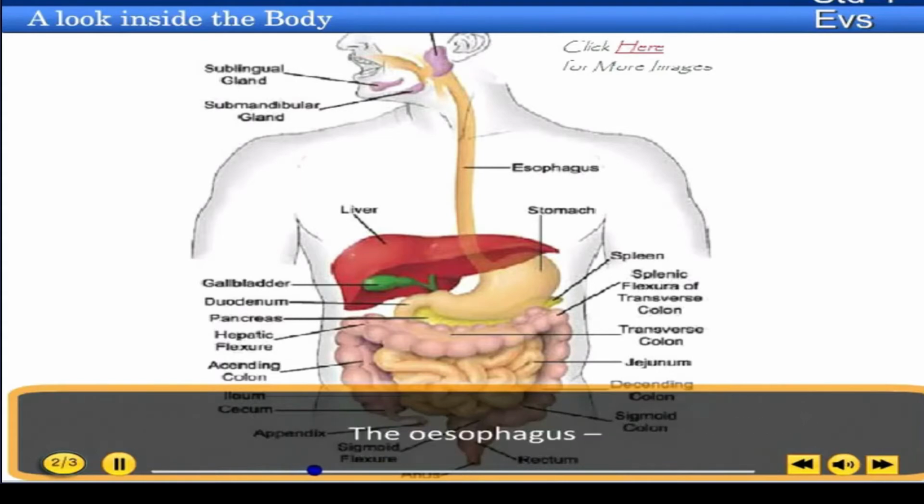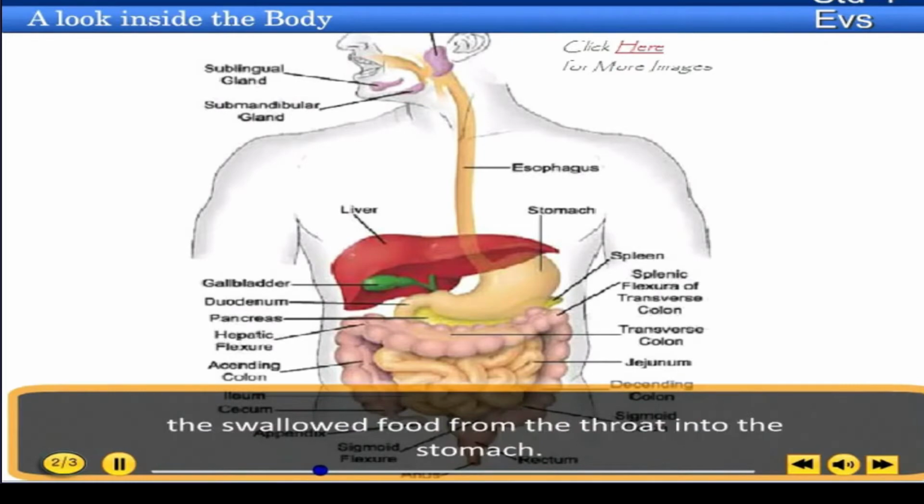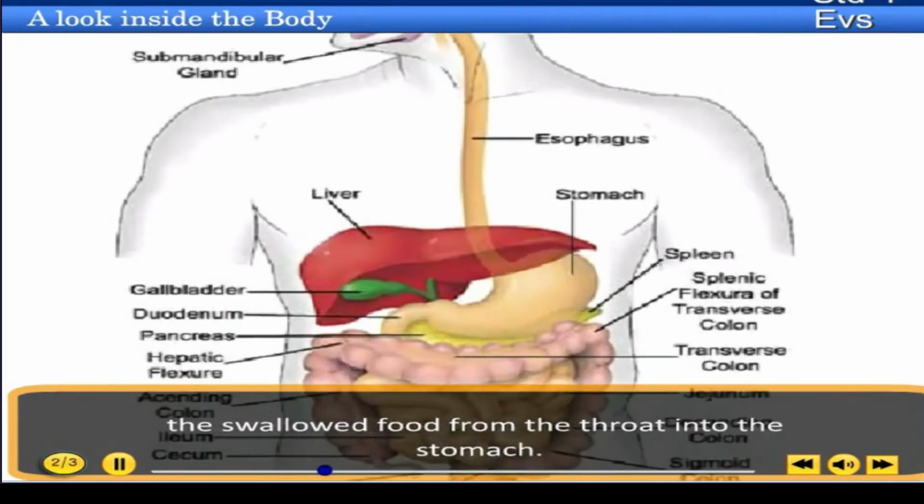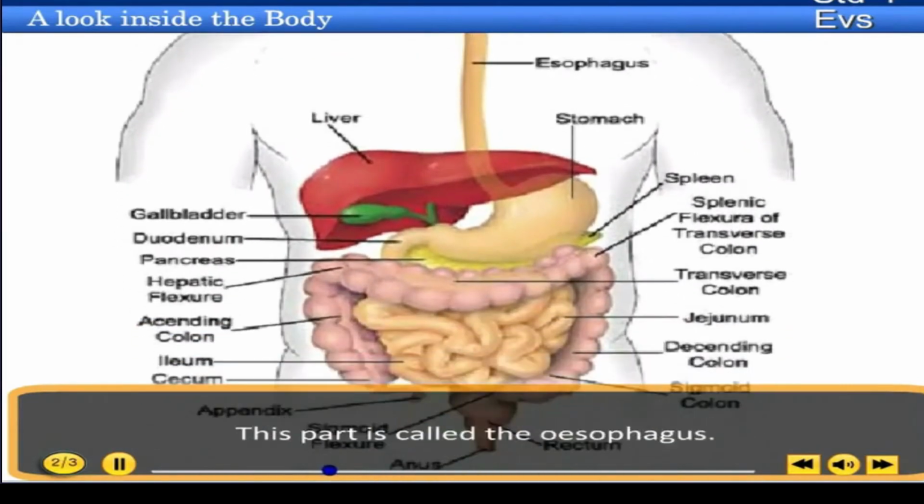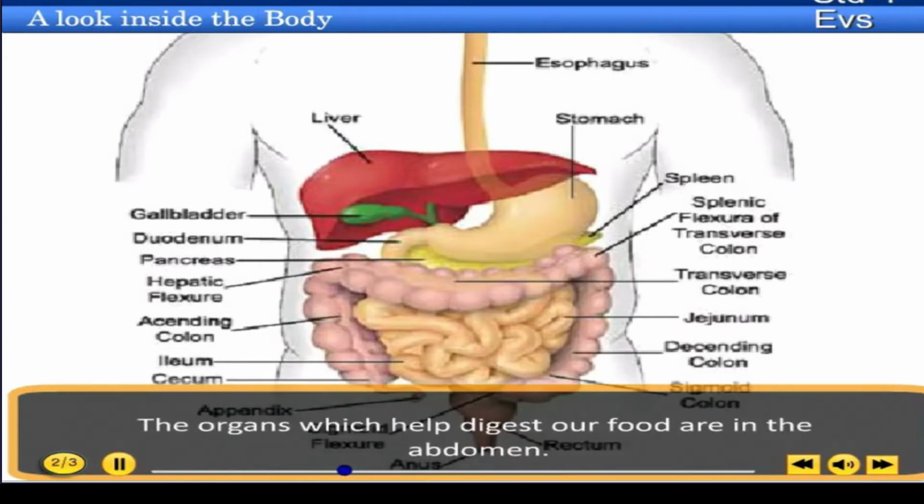The esophagus. There is a tube-like part that carries the swallowed food from the throat into the stomach. This part is called the esophagus. The esophagus is also called the gullet. It is situated in the thoracic cavity. The organs which help digest our food are in the abdomen.